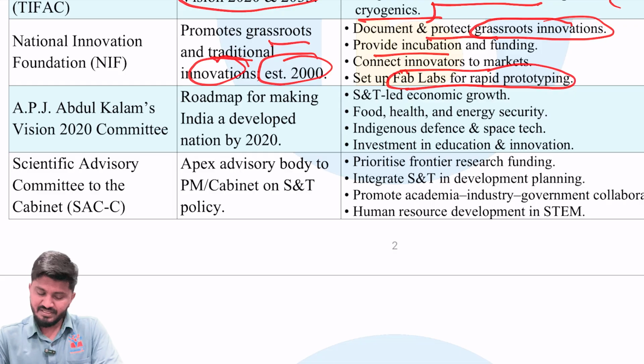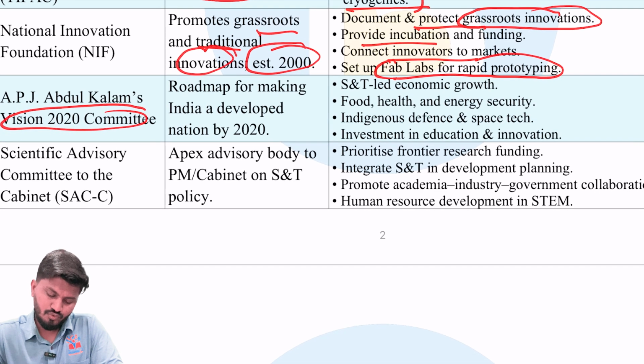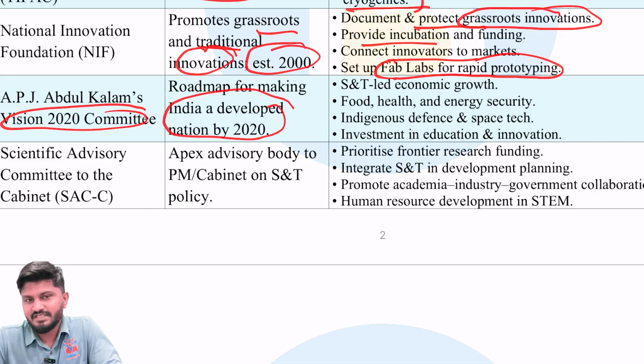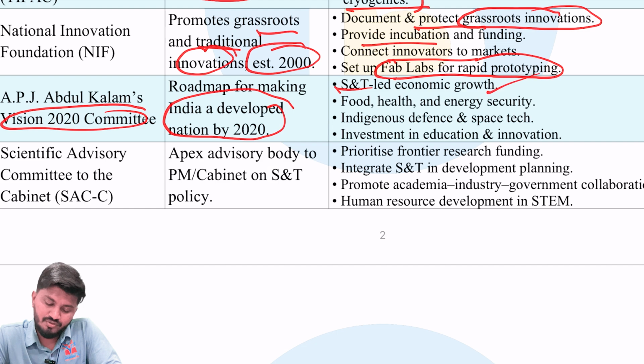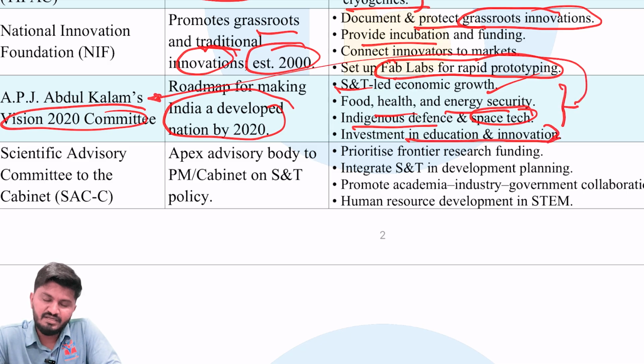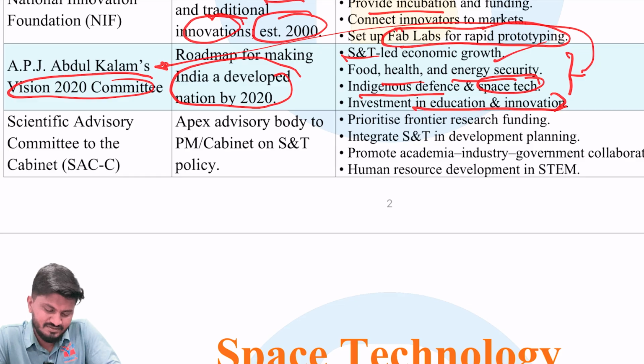Next is the APJ Abdul Kalam Committee or Vision 2020 Committee. The aim was a roadmap for making India a developed nation by 2020, and unfortunately, sadly, we were not able to achieve this developed status by 2022. The recommendations were science and tech led economic growth, food, health and energy security, indigenous defense and space technology, investment in education and innovation. All these things were recommended by the APJ Abdul Kalam Committee or APJ Abdul Kalam's vision. However, these have not been implemented. As a result, the dream of Abdul Kalam remains a dream itself.